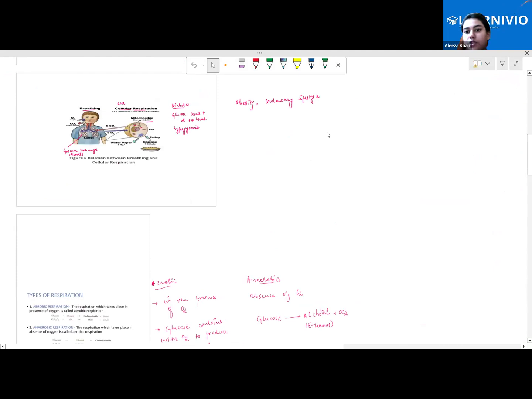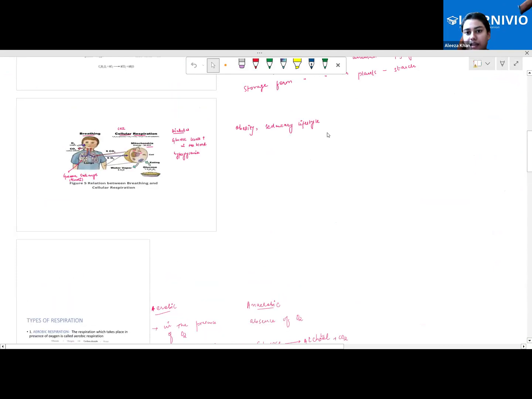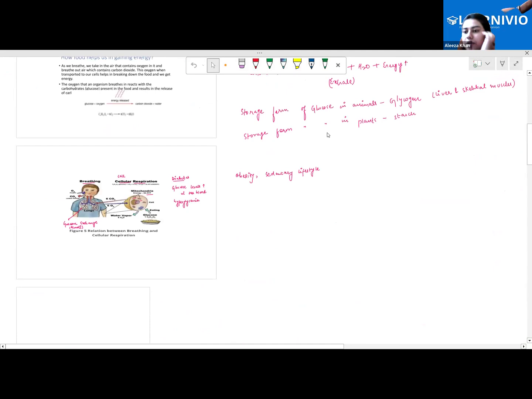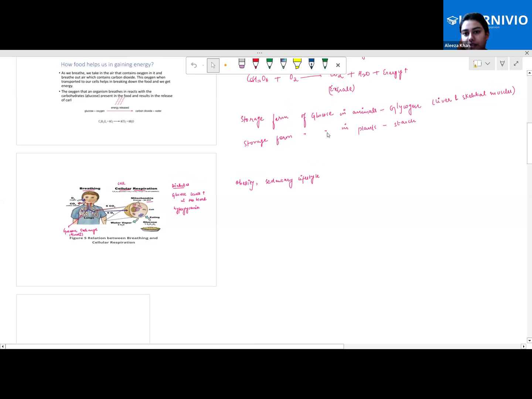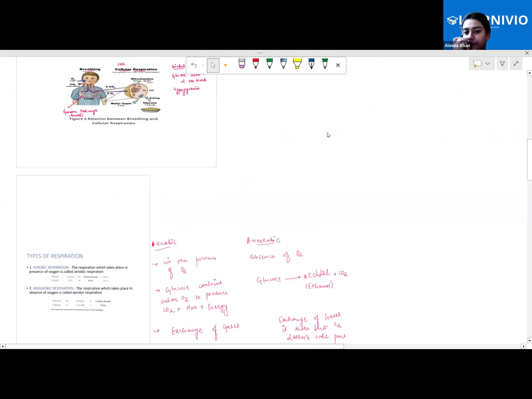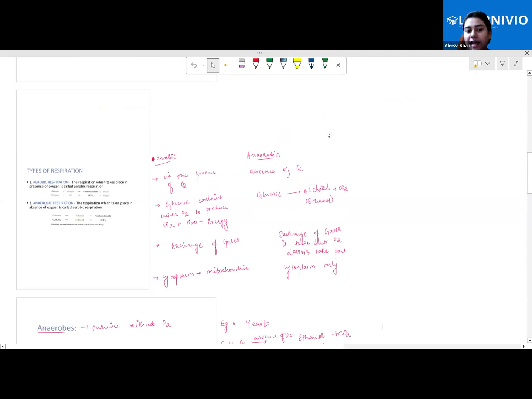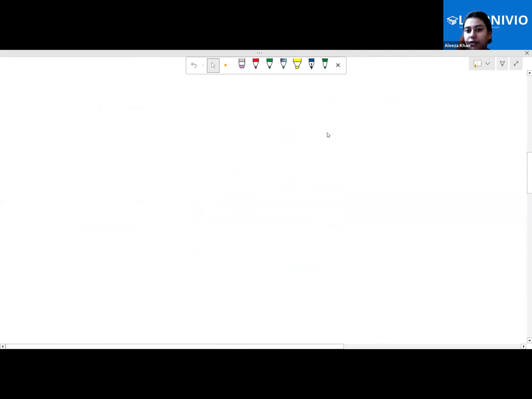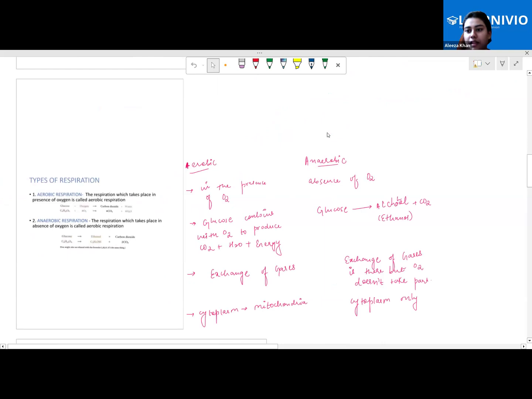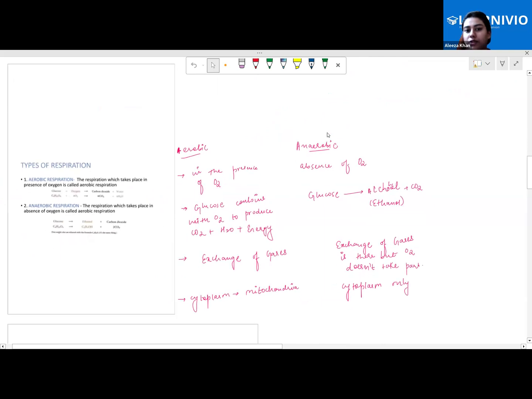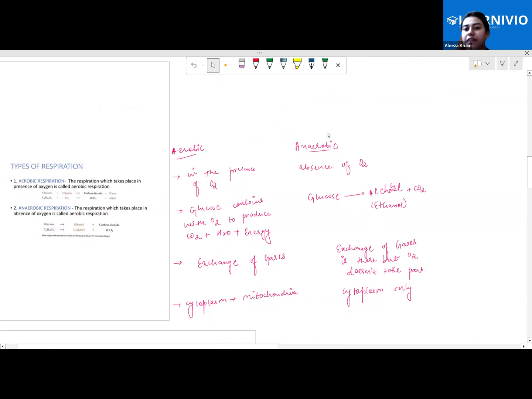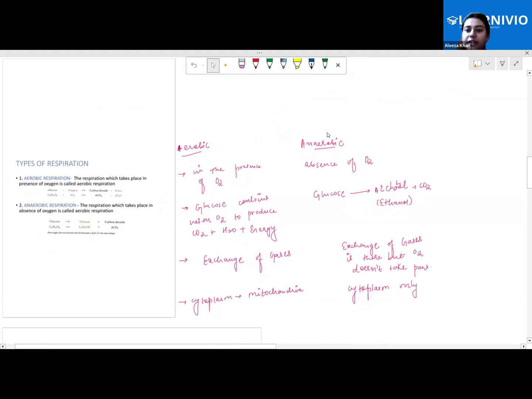Okay. So Shreya, I think you have done till breathing and cellular respiration. We have done the difference between them, as I remember. Yes, ma'am, till breathing we did. So in yesterday's class, I started with the types of respiration. Under types of respiration, we have two types: aerobic respiration and anaerobic respiration.